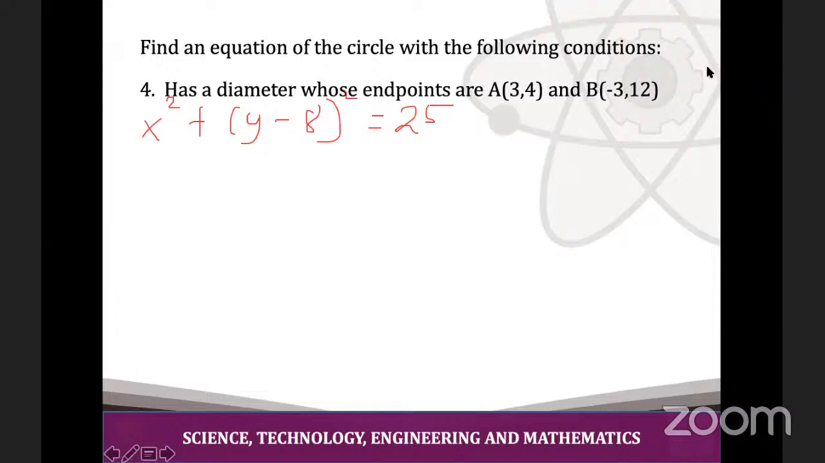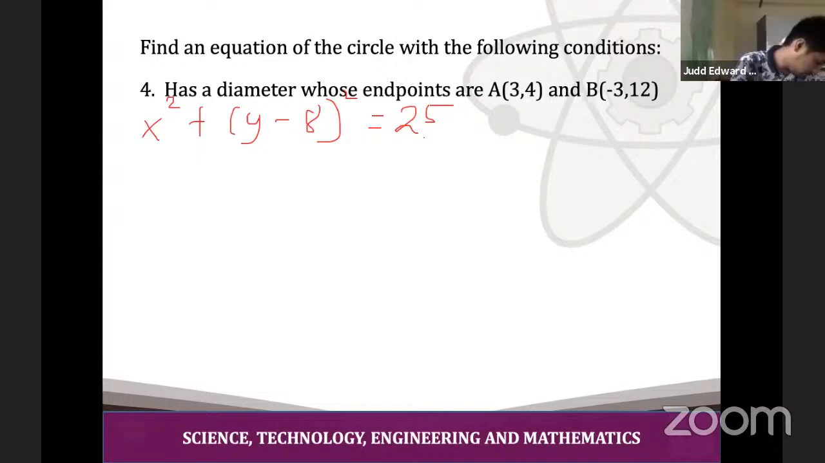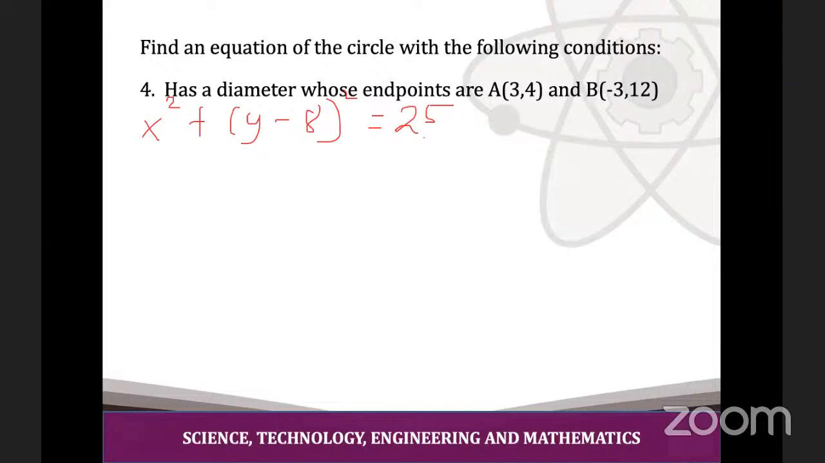First po, doon po sa problem, given na po yung endpoints po ng diameter. So para po makuha yung center, gagamitin po natin yung midpoint formula na x sub 1 plus x sub 2 over 2 and y sub 1 plus y sub 2 over 2. So, yung x sub 1 po natin is 3 and yung x sub 2 po natin is negative 3. 3 plus negative 3 is equals to 0. So, yung x po natin is equals to 0.